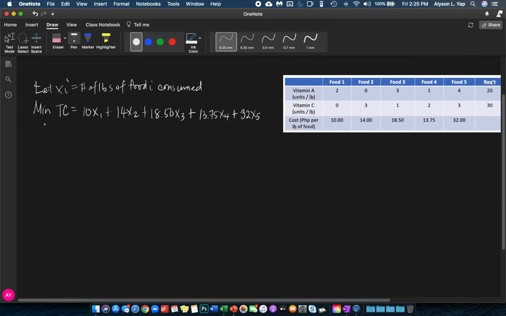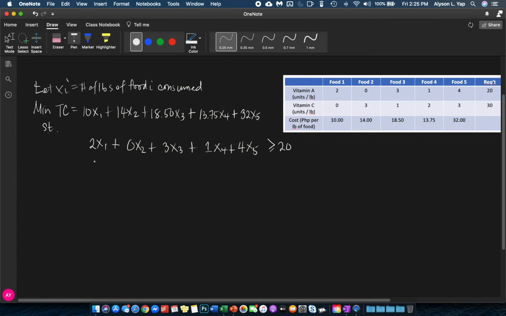And we want to subject this objective to the following constraints. What are the constraints? First, you have to have at least 20 units of vitamin A. And in this case, how much vitamin A will you be able to get? It's 2 units for every pound of x1, plus, of course, 0x2 in this case, plus 3x3 plus 1x4, and finally plus 4x5.